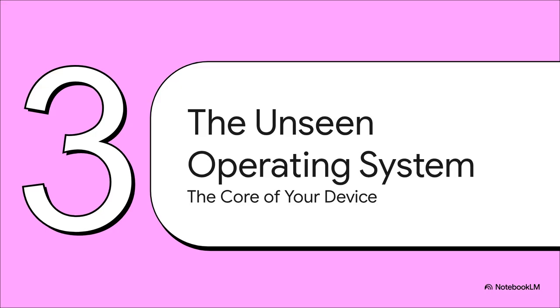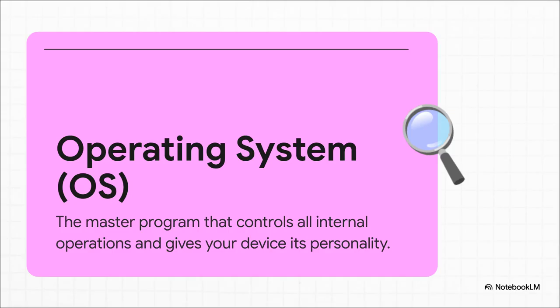All right, so we've covered the apps, the software we actually see and touch every day. But what about the invisible stuff? What's running underneath it all, making it all possible? It's time to dive one level deeper, right into the very core of your device. We're talking about the operating system, or the OS.